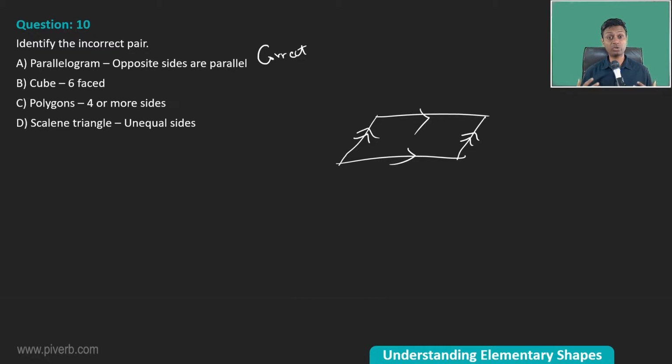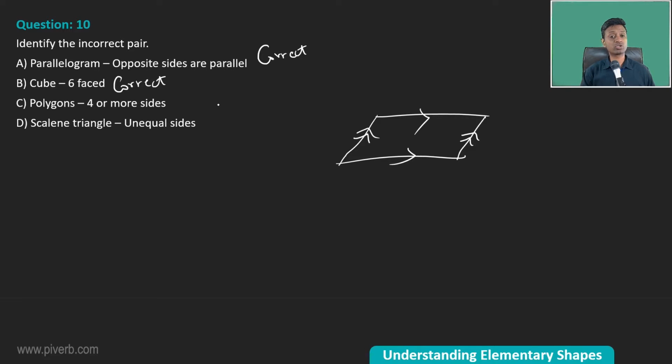Cube, 6 faces. Every chance that the room you're sitting in is a cuboid. A cube is just a symmetric cuboid. So you sit in a room, you have front and back, right and left, top and bottom, 6 faces. A cube has 6 faces or 6 surfaces. This is also correct.